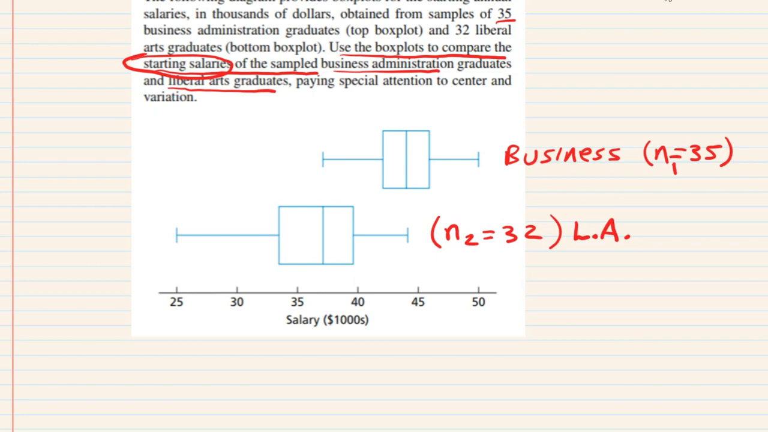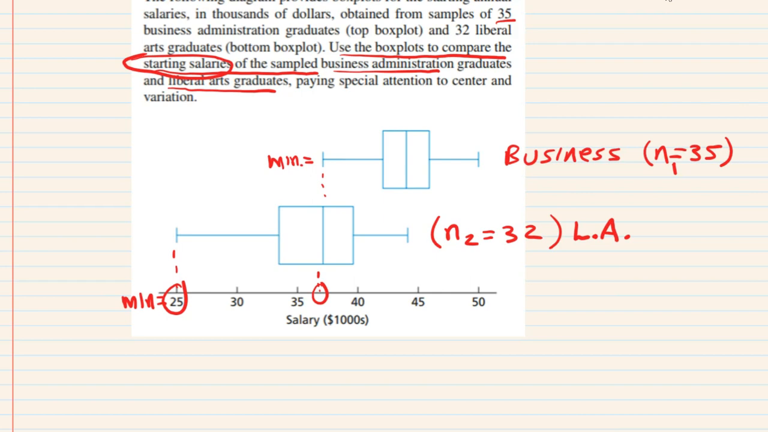So first, let's look at the minimum. The minimum starting salary for liberal arts is 25,000. For business, the minimum is about 36,500, something like 37 maybe even. So it looks like a much better starting salary for business majors, right? Based on the samples, of course.